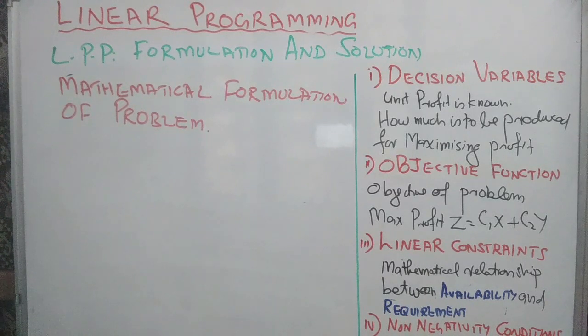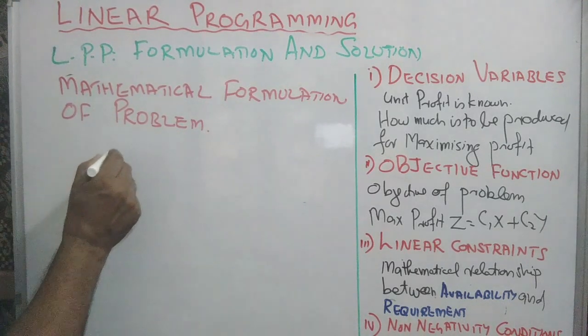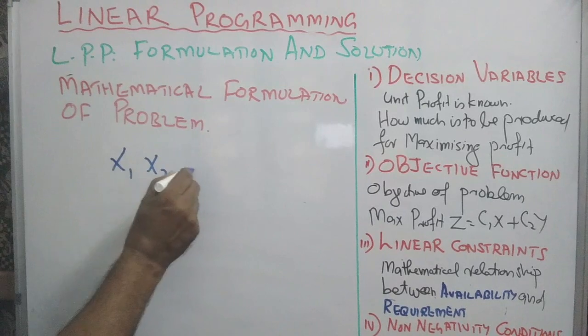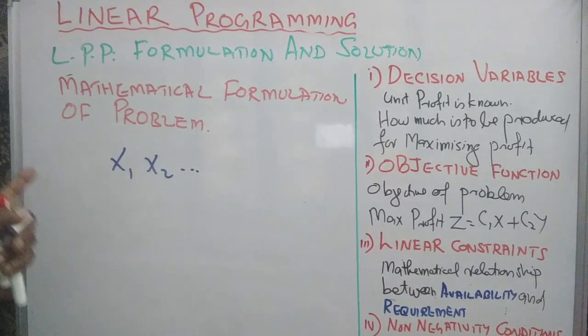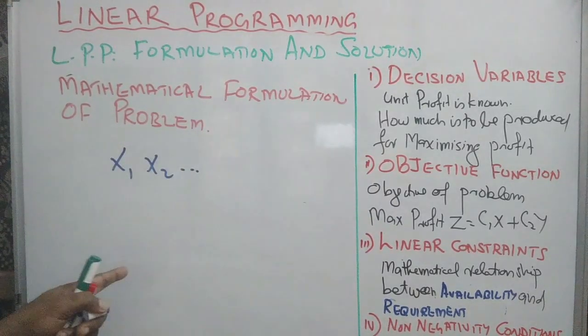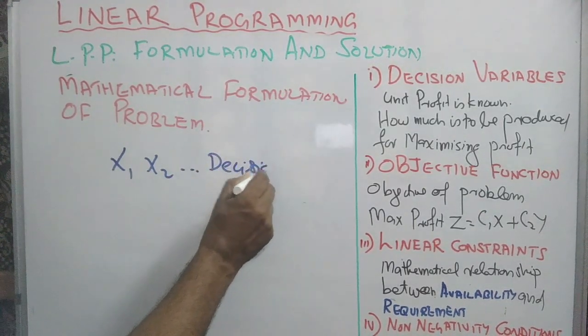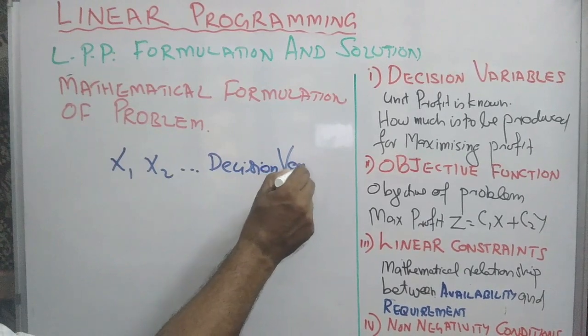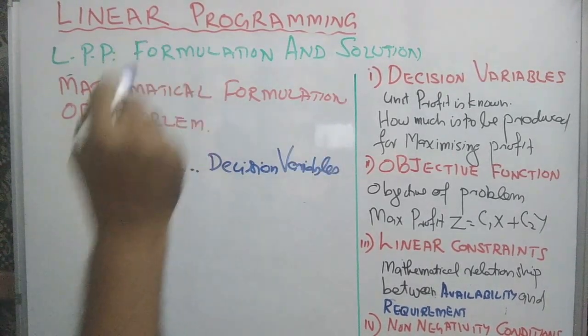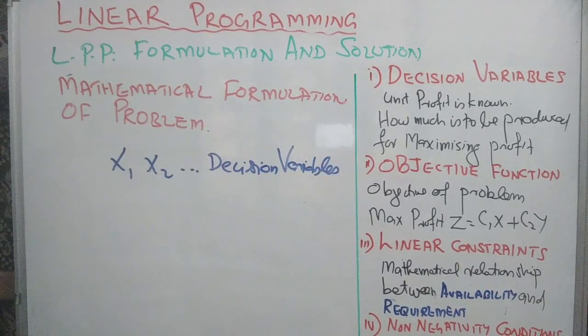That is, something is to be decided. They are called variables, denoted by x1, x2, etc. If these variables are to be decided, the first component is decision variables. The variables are to be decided. So that is the first component of a linear programming problem. Definition of the decision variables which are to be decided. That is decision variables. For what purpose do we decide?